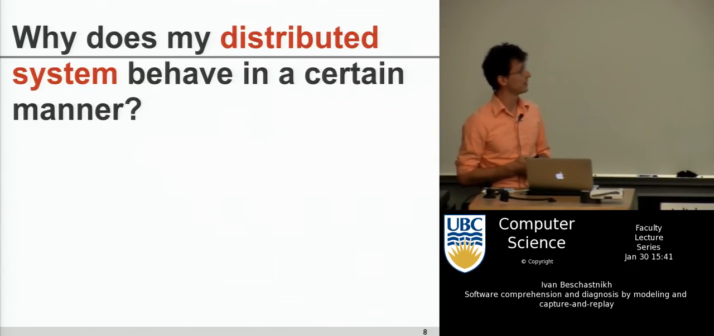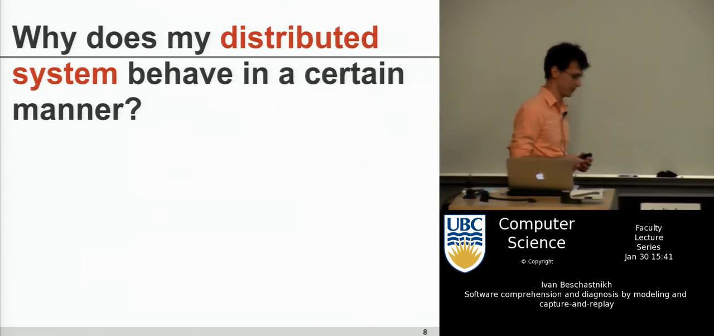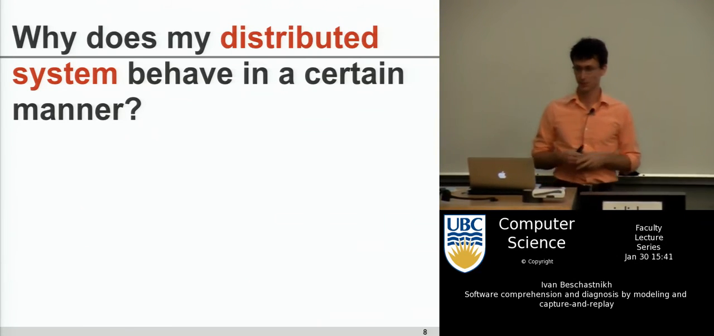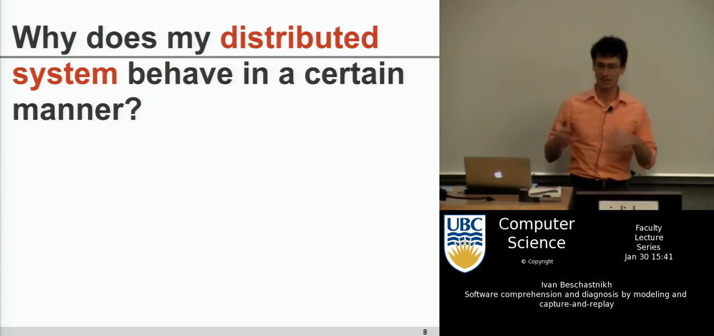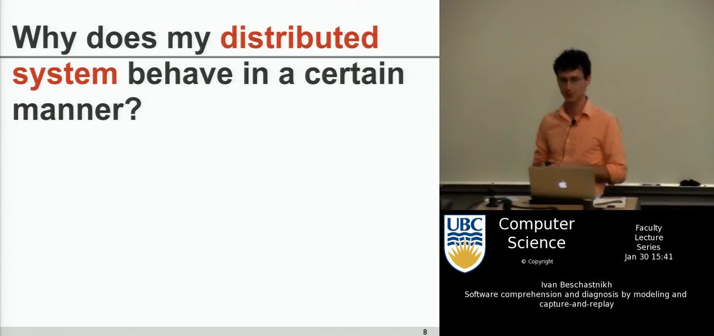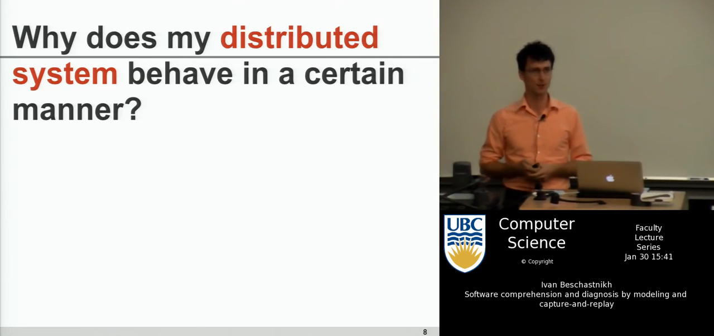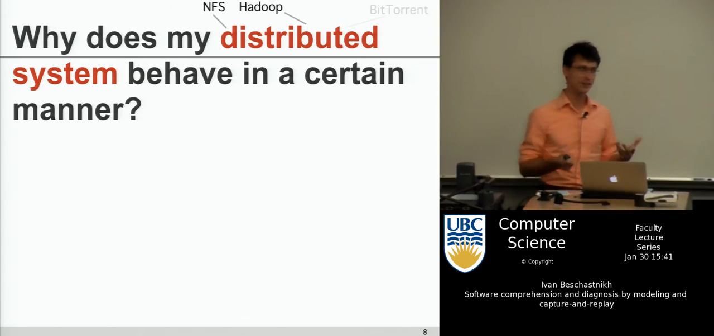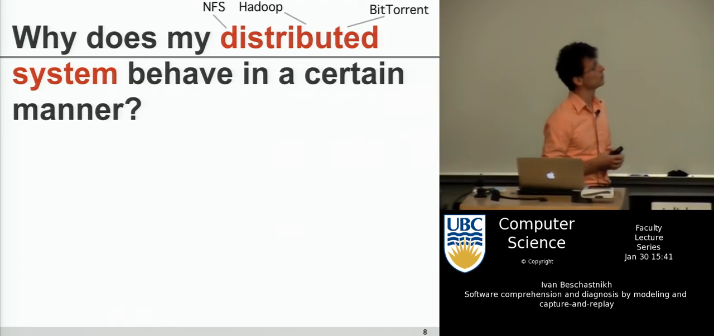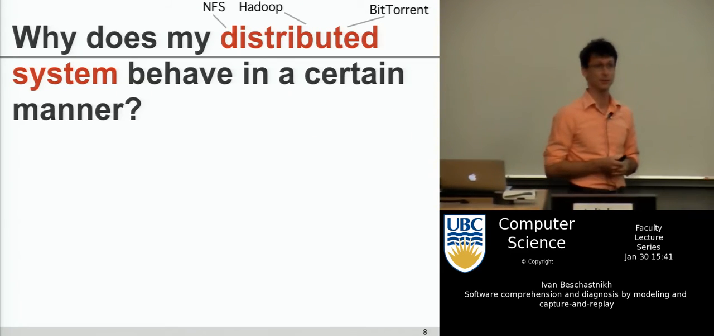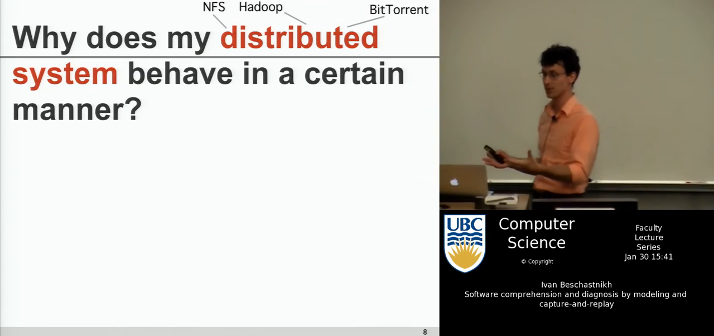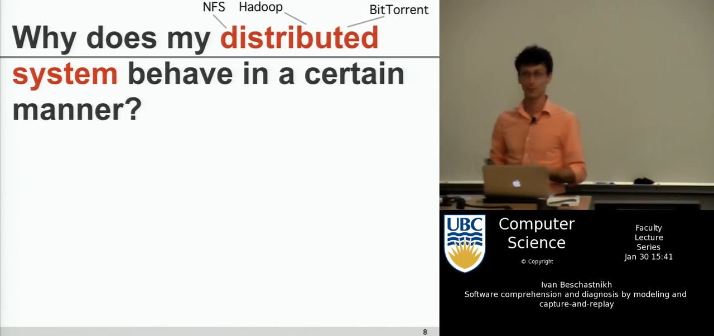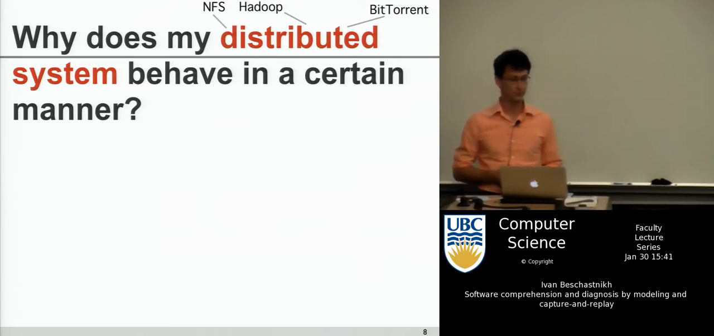And the overarching goal of some of my research is, why does a distributed system behave in a particular manner? And for this statement, I'm taking distributed system to be this really broad term that encompasses network file systems. Hadoop is a distributed system that implements MapReduce. You might also have BitTorrent. It's a peer-to-peer system. It's more global, but it's also a distributed system.